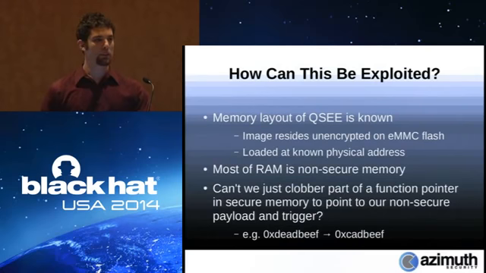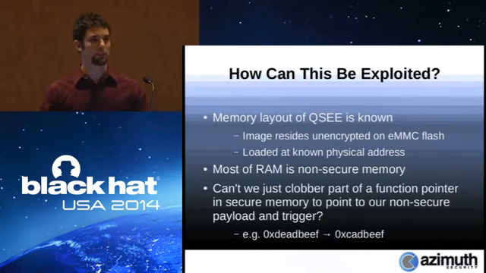Exploiting this is somewhat of a challenge, but a few things make it easier. The first of these is that the memory layout of QSEE is almost entirely known to the attacker. Because the TrustZone image sits on disk, and we're assuming that we're running as the kernel, we can read that image from disk. And because it is loaded at a known constant physical address in memory, we essentially know the entire layout of the TrustZone image in memory, even though we can't explicitly read the secure memory where it resides. Next, it's helpful that most of RAM is actually non-secure memory, so we have a somewhat large scratch pad to work with when we're trying to do things in memory.